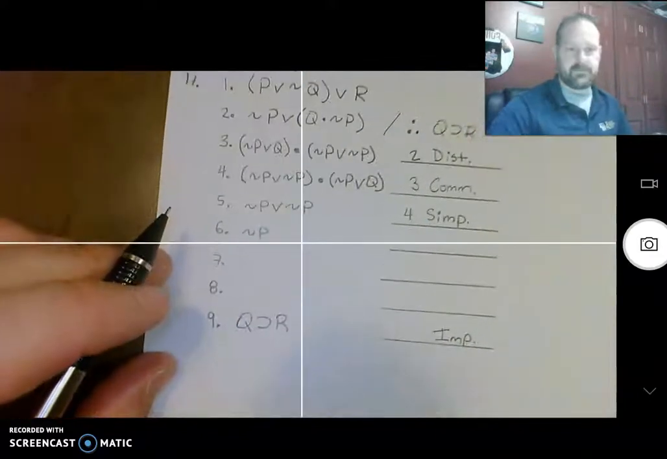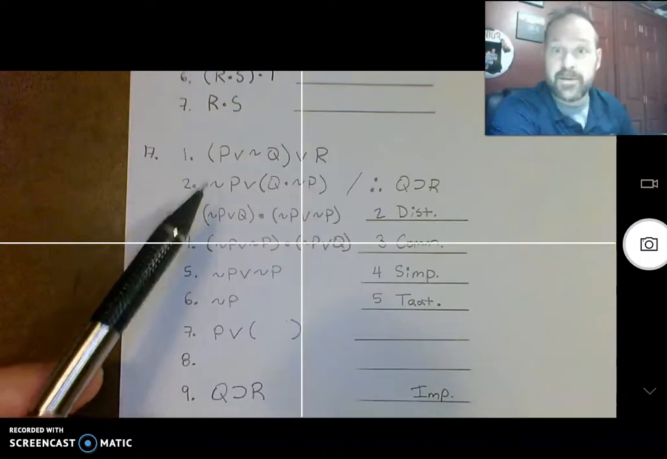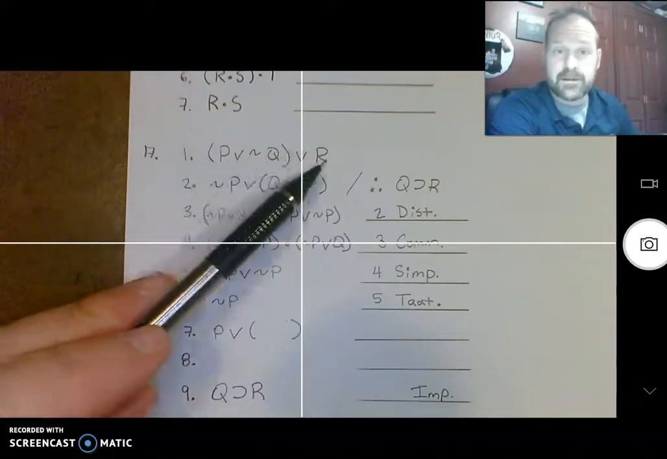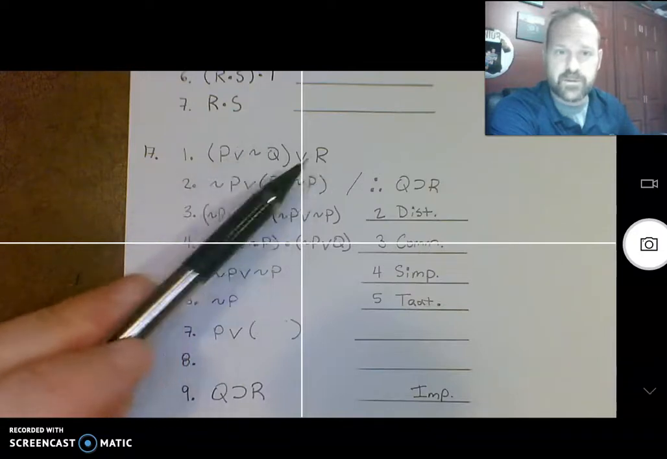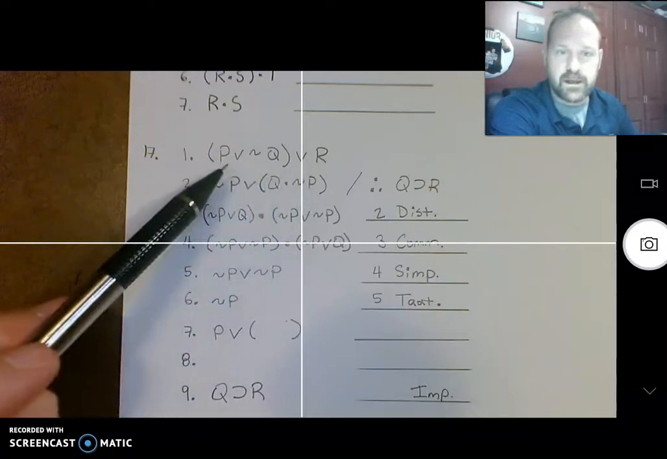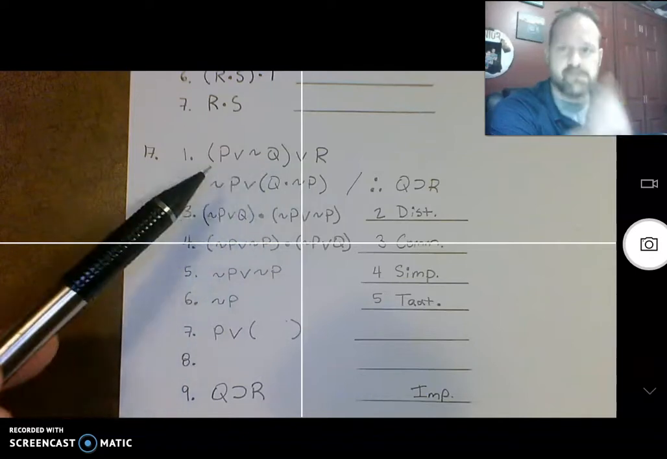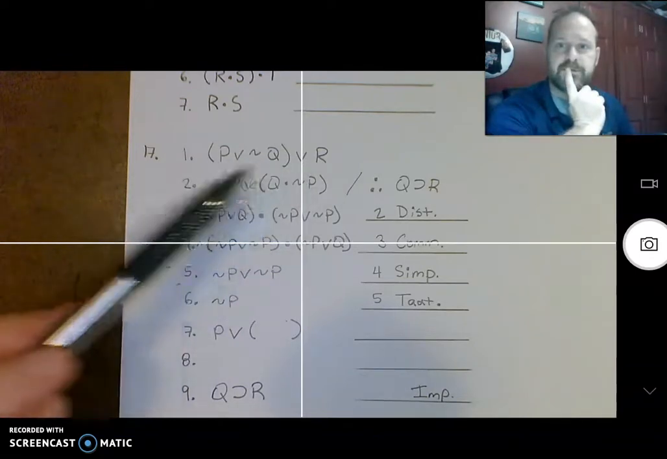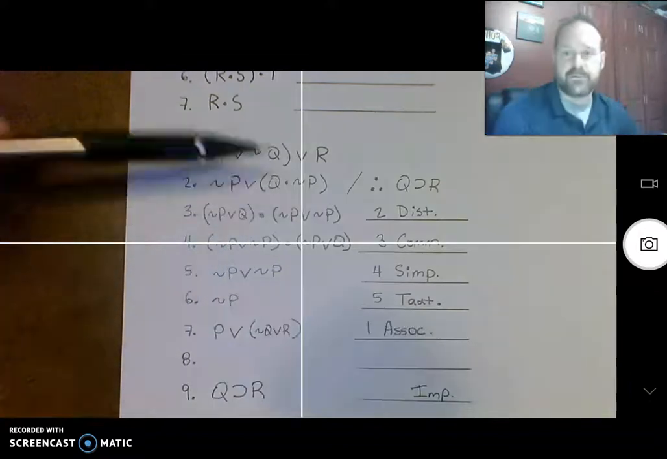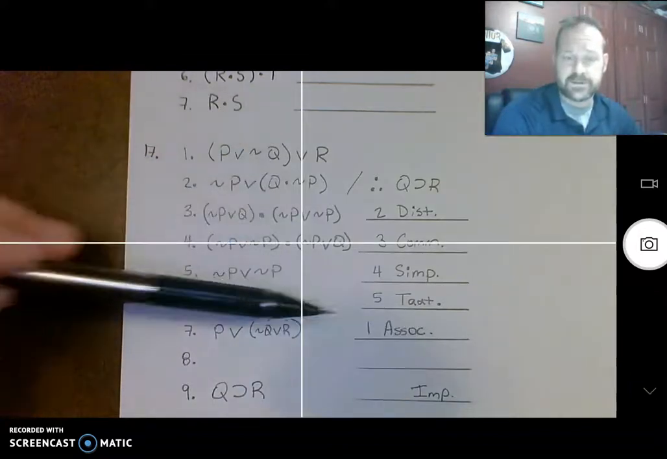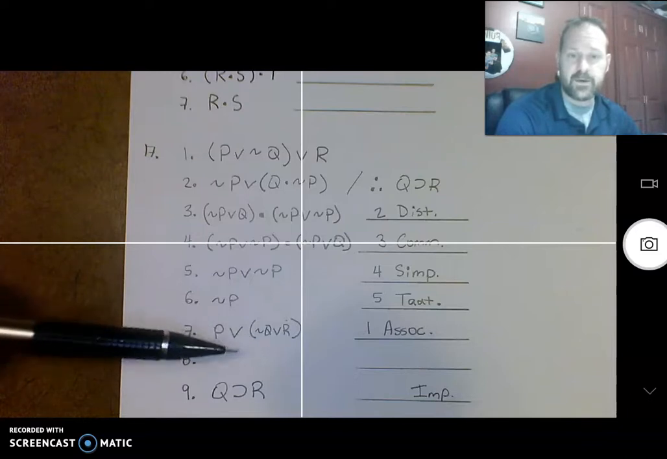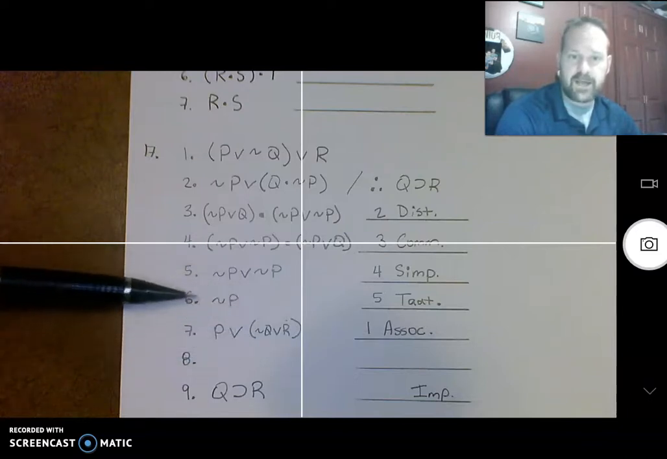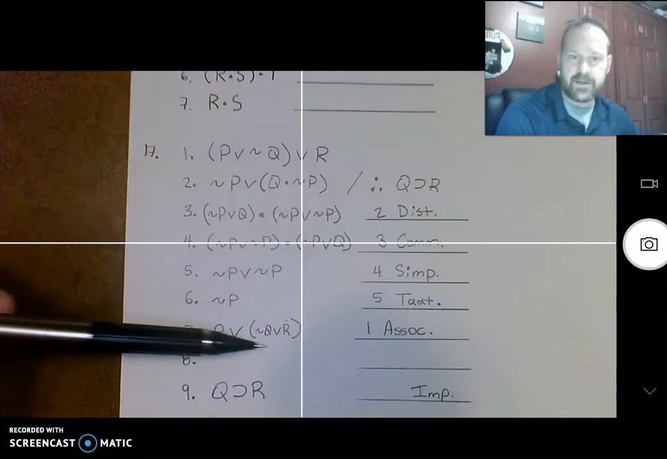Now where do we go from there? Remember in the beginning that I want to get these two together. I bet there's a rule that allows me to group these two and not have these two grouped. What's grouping? There's associative right there. We group this with that. So now we have this, and then we have this.